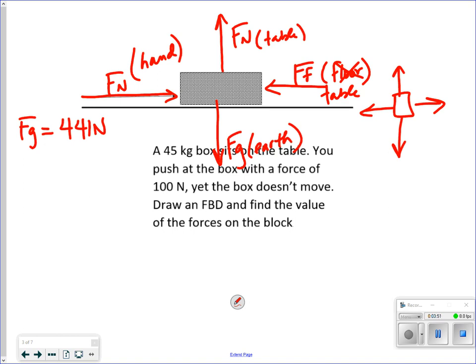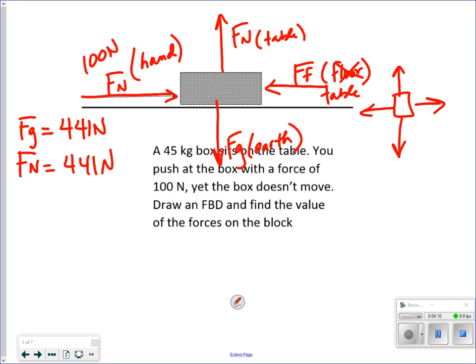All right, find the value of the forces on the box. Well, luckily, I already know Fg because that's from the previous question. So if up equals down, these have got to be the same, right? Now, here's the other thing. It tells you that the force of the hand is 100 newtons. That's given to you right here.